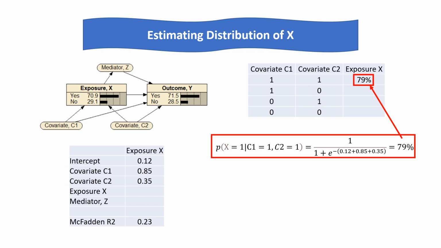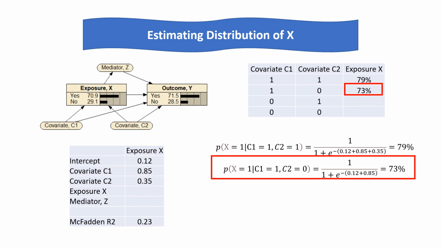The regression equation for exposure X is used to calculate the probability of the exposure variable as a function of the 2 direct predictors, C1 and C2. When both covariates are present, the probability of exposure is calculated from the regression equation to be 0.79, or 79% of the time. The conditional probability of exposure given presence of C1 but absence of C2 is calculated to be 73%.